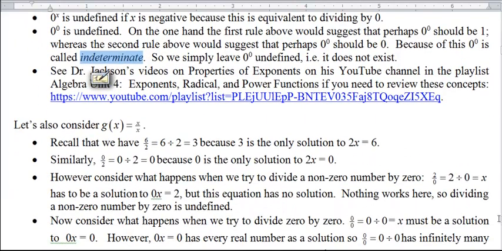Now let's consider another function. g of x equals x over x. Now let's think about this a minute. First of all, what does it mean to divide? Well, division is just the answer to a multiplication problem. So when you say 6 divided by 2, whether it's written as a fraction or this way, it's 3 because 3 is the only solution to 2 times x equals 6.